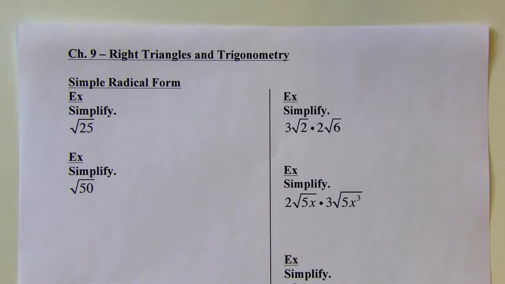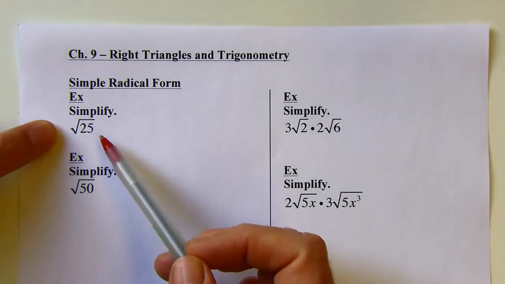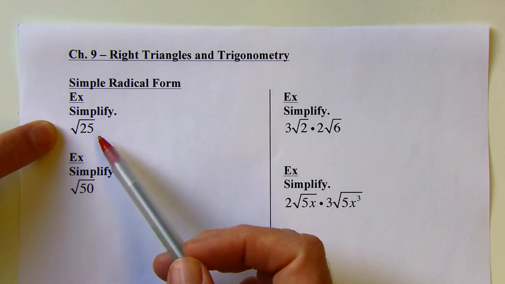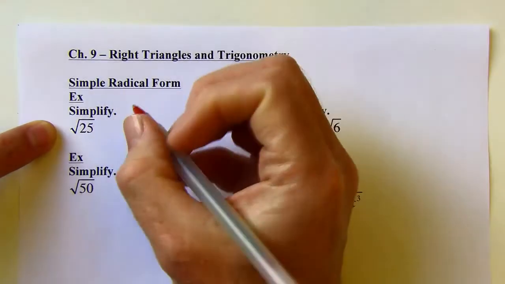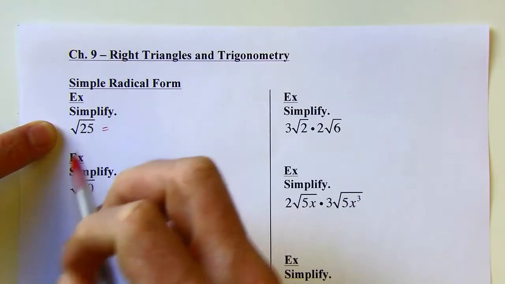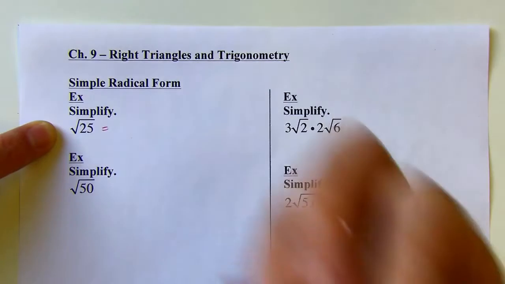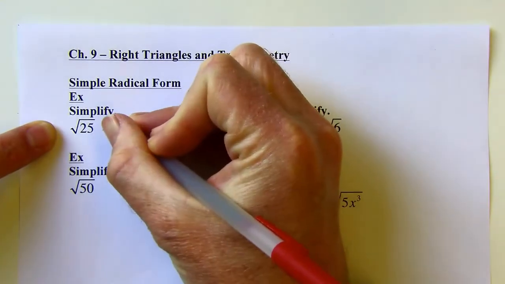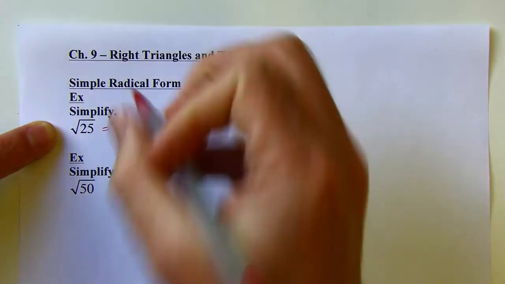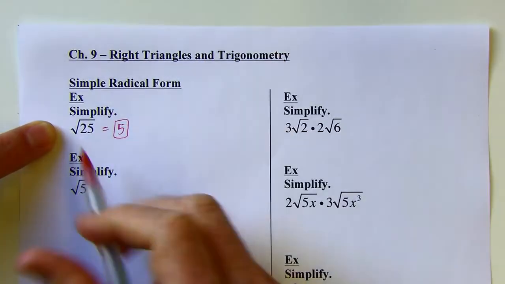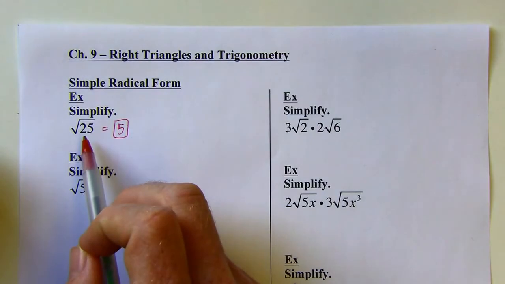Okay, I want to talk about simple radical form for a minute. So when we have the square root of 25, it really means what times itself equals 25, right? So this 25 is a perfect square because 5 times 5 equals 25. So 5, right? And you could also make an argument negative 5 times itself would equal 25.